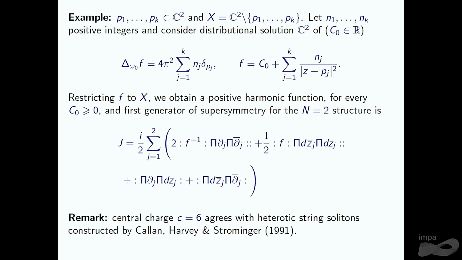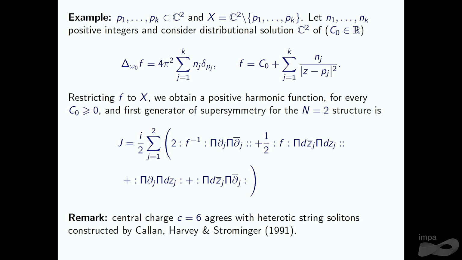And to give you one even more concrete example, you can do as before. You can take a bunch of points in C2, take X to be C2 minus these points, then consider the fundamental solution for the Laplace equation on C2 with respect to the flat metric, given explicitly by this function. Then restricting to C2 minus the points, you get a positive harmonic function for every choice of constant. And then you have the first generator of supersymmetry, which is the most important one because from this you recover the rest of generators, is given by this explicit formula where the dots are the normal Lie product.